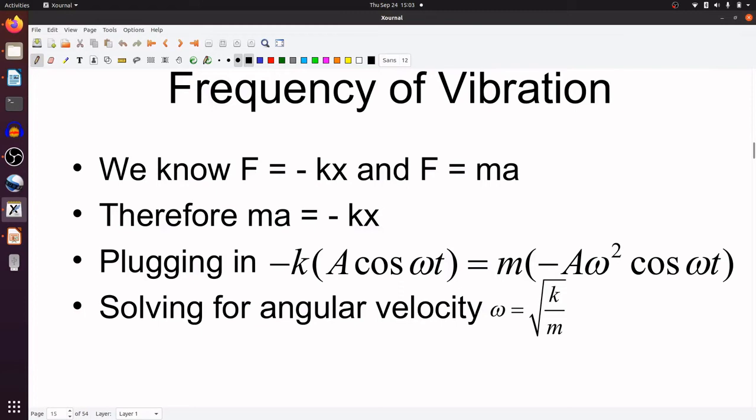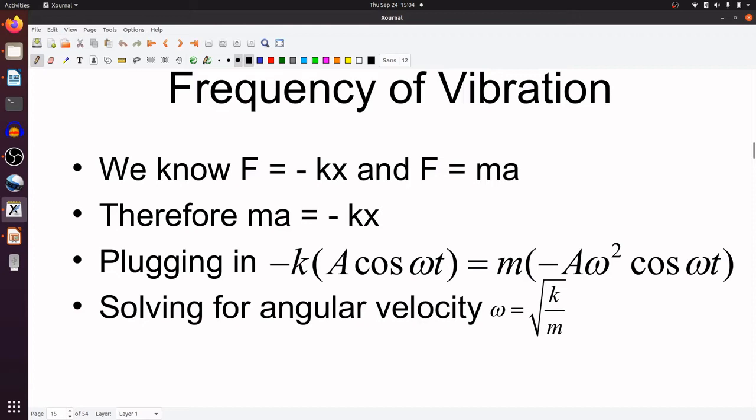Okay, frequency of vibration. Now we want to relate angular frequency to, say, a spring constant. We know two things at this point. We know that F is equal to negative kx, and we also know that F is equal to ma. So the mass times acceleration is equal to negative kx, the spring constant times the displacement.